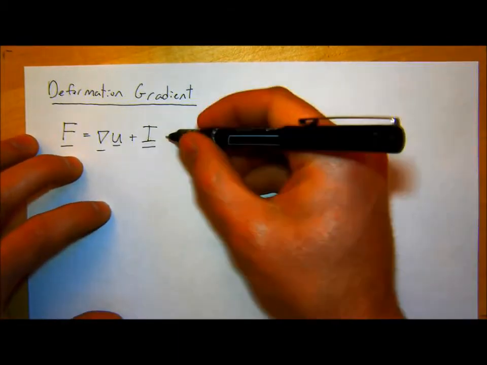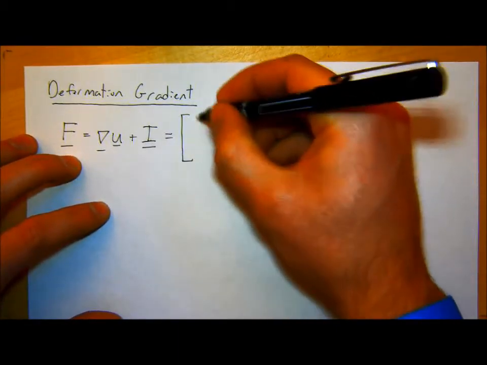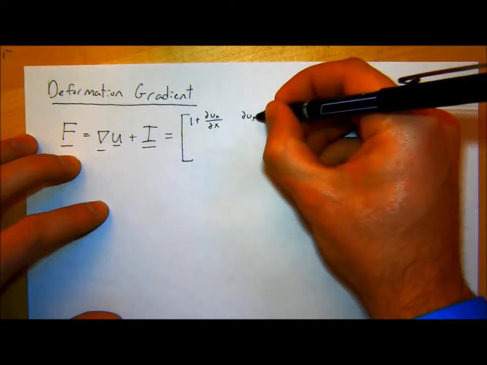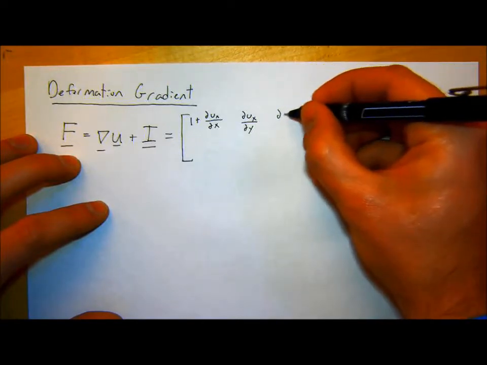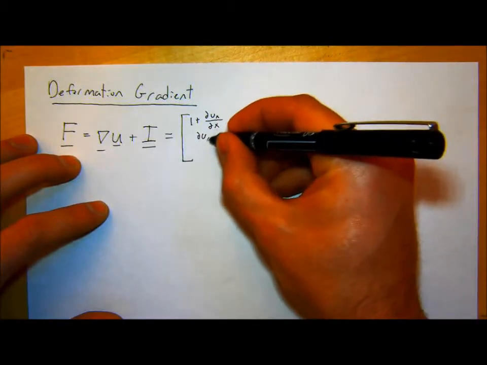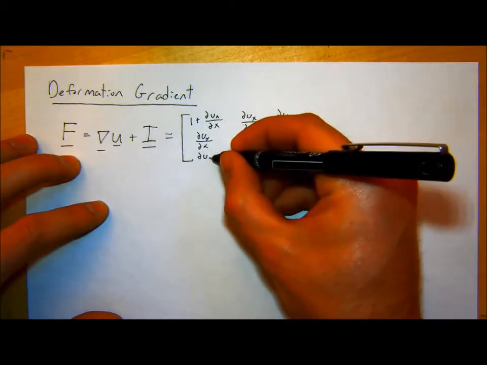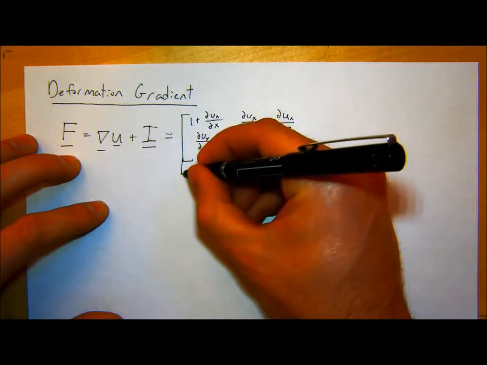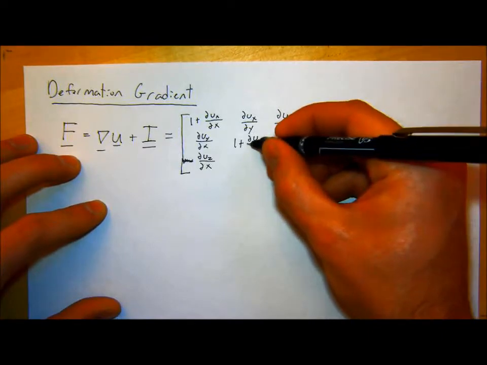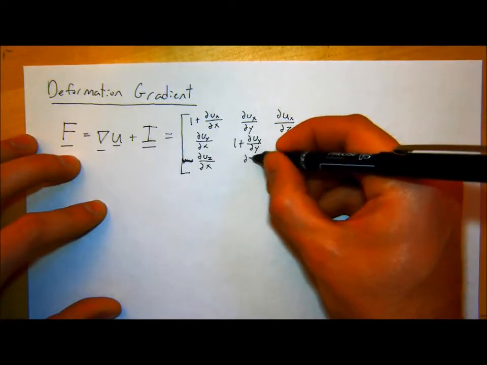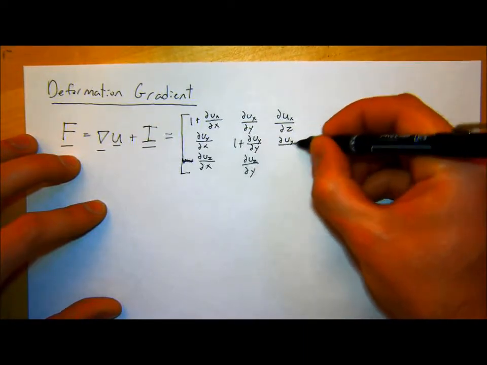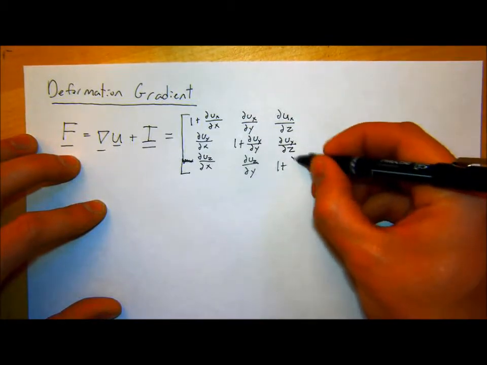Which, if I write out in matrix form, is 1 plus du_x/dx, du_x/dy, du_x/dz, du_y/dx, du_z/dx, go all the way down, 1 plus du_y/dy, du_z/dy, and 1 plus du_z/dz.